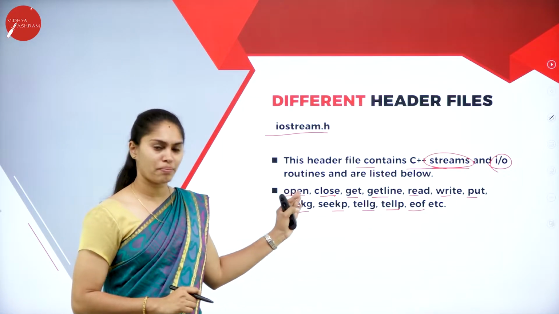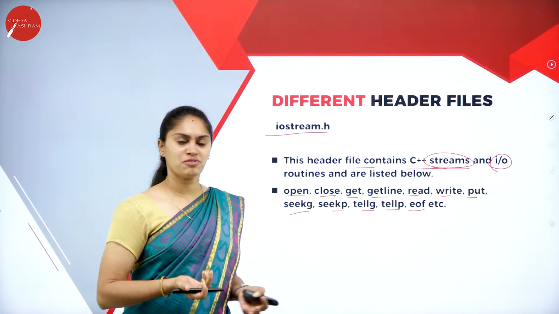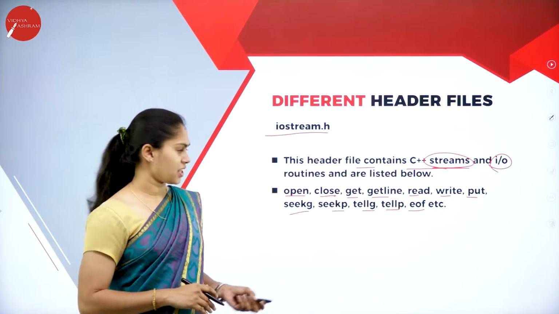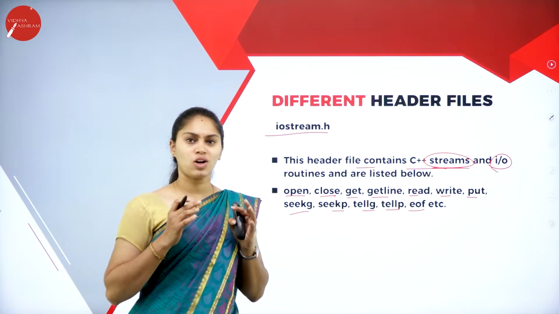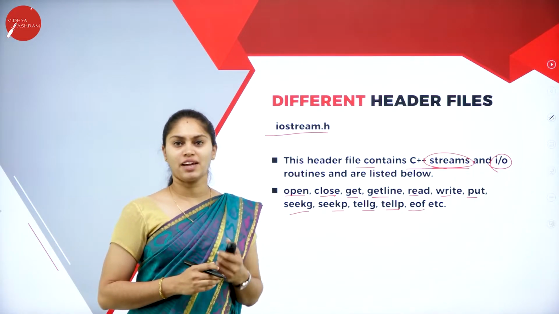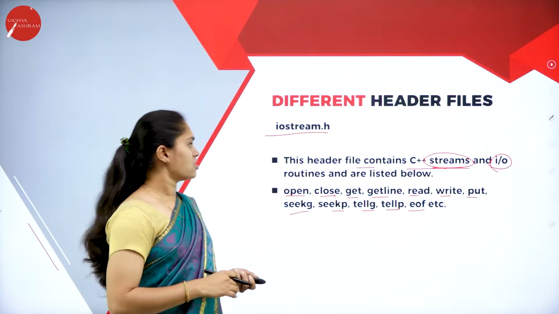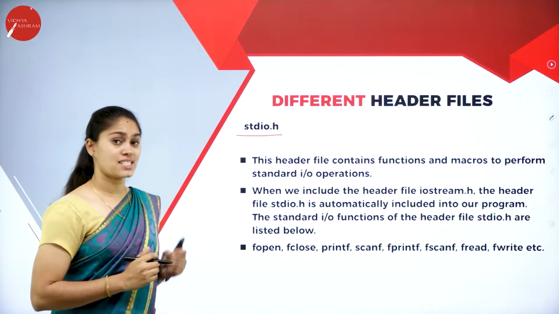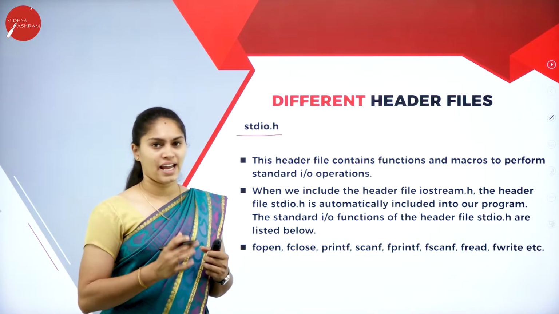So here we have open, close. It is all related to file operations, which we are going to learn in your second PUC. Okay, so if you wanted to have all these functions in your program, then it is mandatory to have this iostream.h header file. So we'll see the next one, that is stdio.h, that is the standard input output header file.